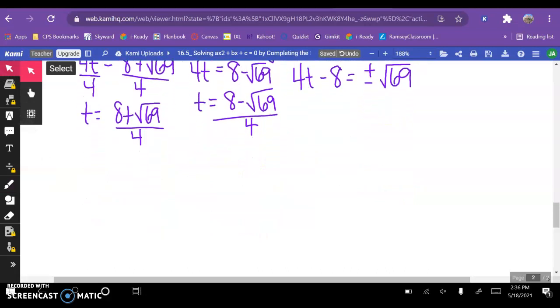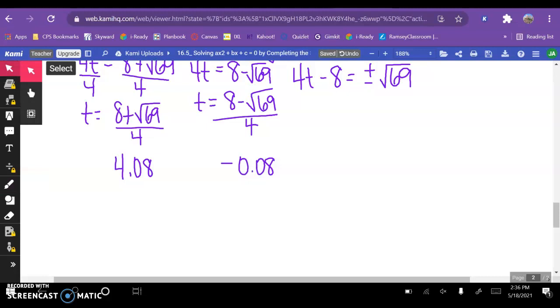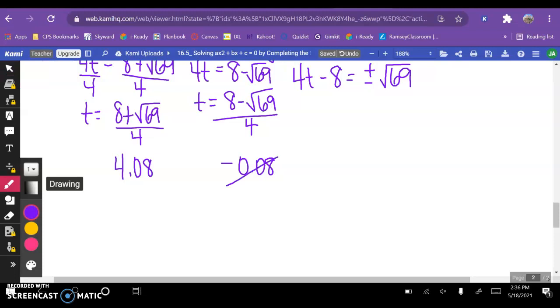And since this is a word problem, we are going to round. This first one, when we plug it into our calculator, we're going to get approximately 4.08. And the other one, when we plug it into our calculator, we're going to get negative 0.08. So the question was, how long will the ball remain in the air for? Well, it's definitely not going to be this negative 0.08. So this ball is going to stay in the air for approximately 4.08 seconds.